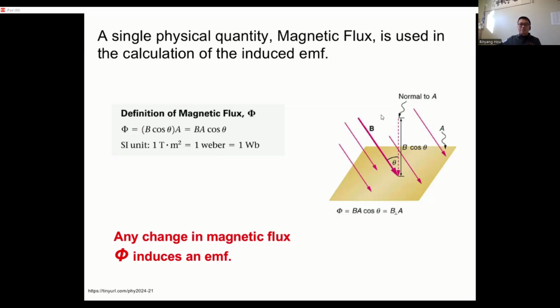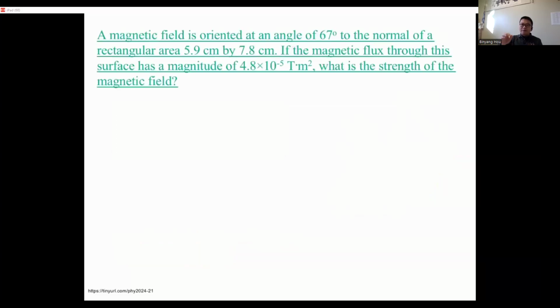So you can see if the field is perpendicular to the surface, then you get maximum flux. If the field is parallel to the surface, you get minimal or zero flux. The SI unit for magnetic flux is Tesla times meter squared. Tesla comes from the magnetic field and meter squared comes from area. It also has its own name, called the Weber, abbreviated Wb, capital W, small b.